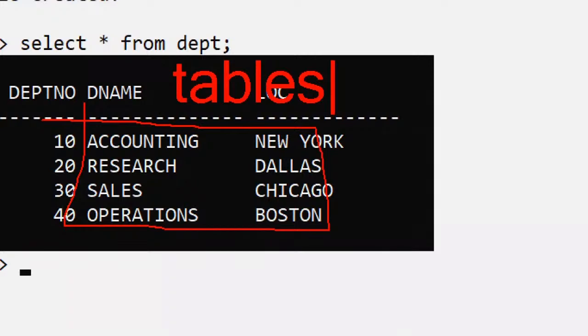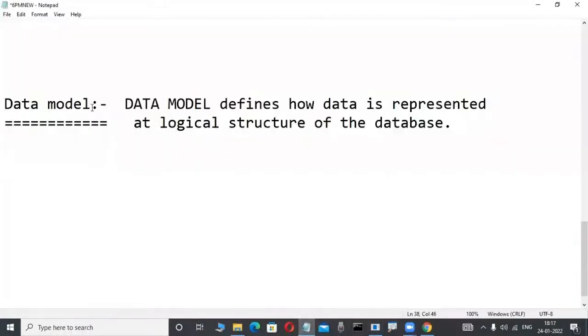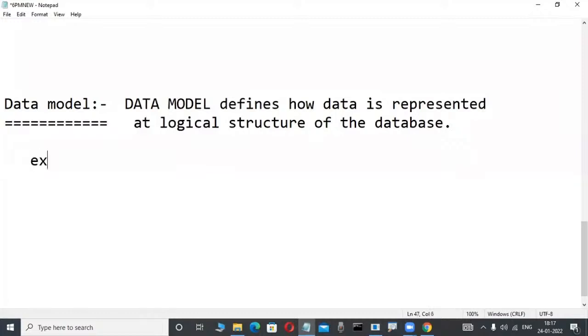Hierarchical data model, network data model, and some other data models were there. IMS software and IDMS software existed in those days. So there were different software like IDMS and IMS. But nowadays, observe here, a data model defines how data is represented at a logical structure of the database. And now check it out, concentrate here.